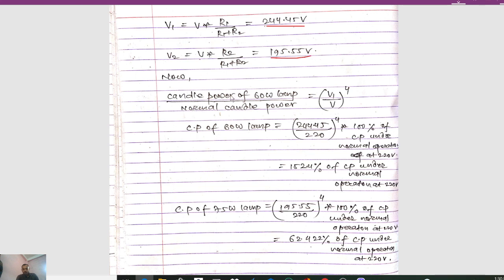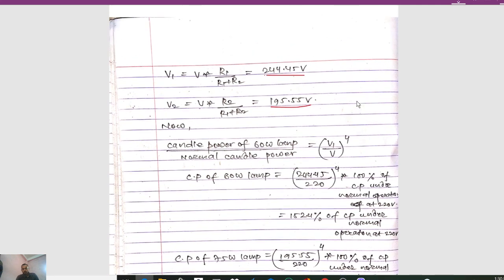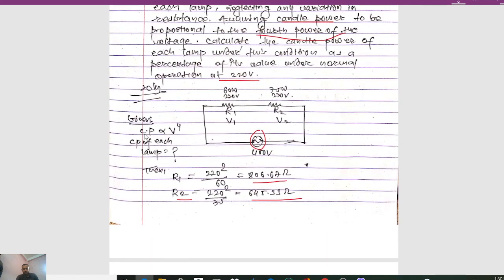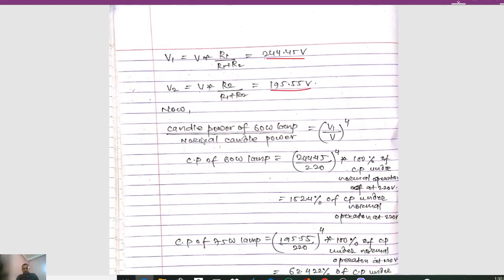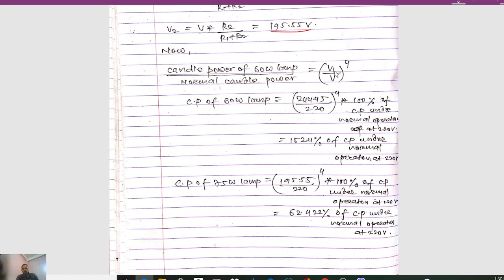And now the candle power of the 60 watt lamp upon normal candle power is given as V1 upon V to the power 4, since candle power varies as V to the power 4, as mentioned in the conditions. Normal candle power is not mentioned. So the candle power of the 60 watt lamp will be V1, which we have calculated, upon V, given as 220 volt, to the power 4, into 100% of candle power under the normal operating conditions at 220 volt, which we assume. So we'll get here 152.4% of candle power under normal operation at 220 volt.